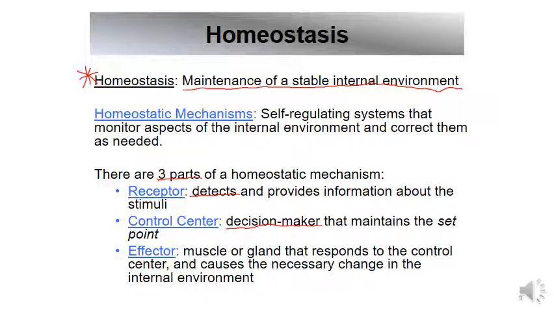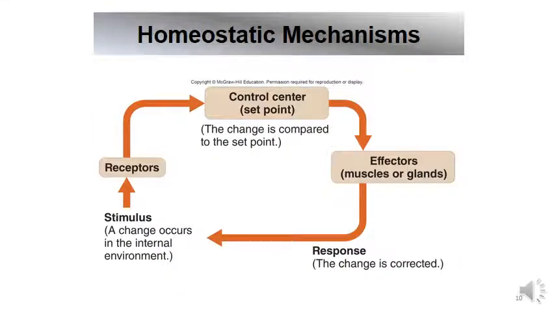And then the effector. Effector is what the control center sends a command to. So then the effector can be a muscle or a gland or organ that responds to the control center. Okay, so this may not make some sense right now, but on the next slide, let's look at an example. This is just talking about the 3 different parts.